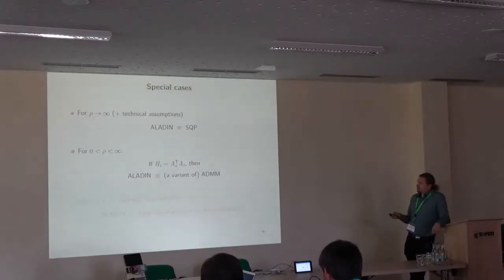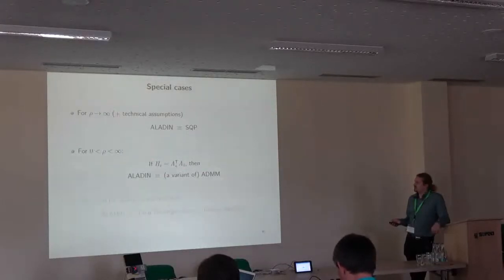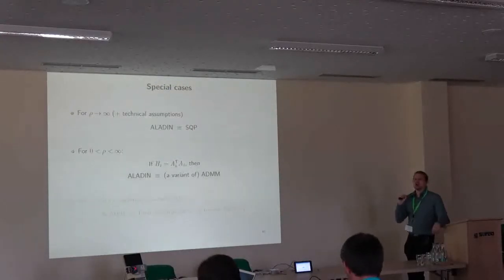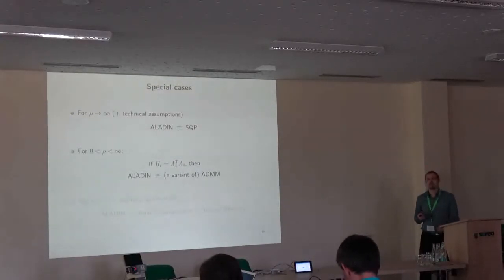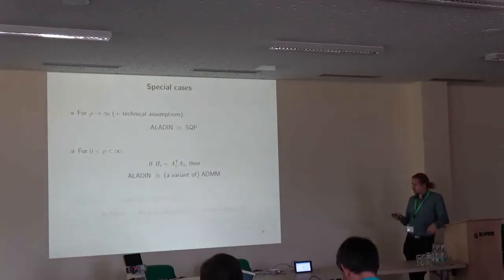Then for the case that we have a very ugly Hessian matrix, actually, if we relate the Hessian matrix to the constraint Jacobian, in that case, somehow it turns out that Aladin is equivalent to a variant of ADMM. So in a way, we are containing ADMM as a special case. But we will see how unnatural that is, actually. So we will do much better scaling if we choose a different H_i here.